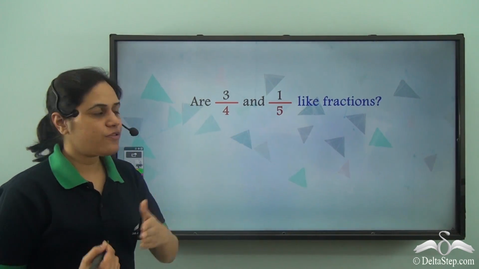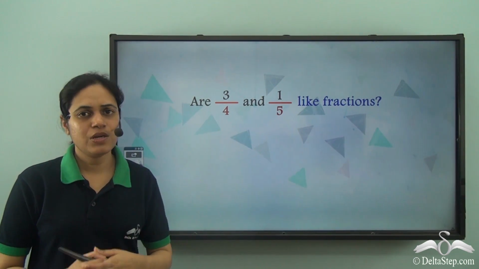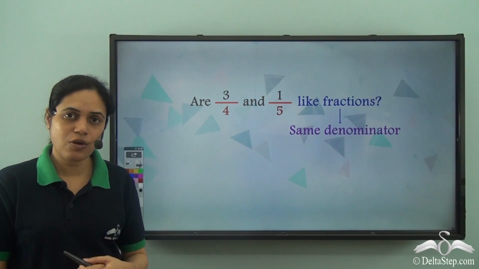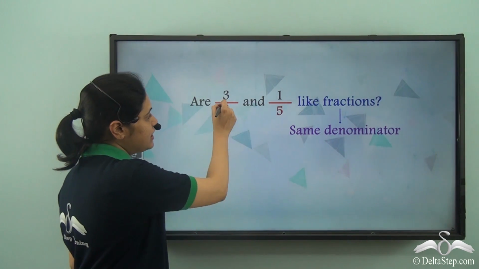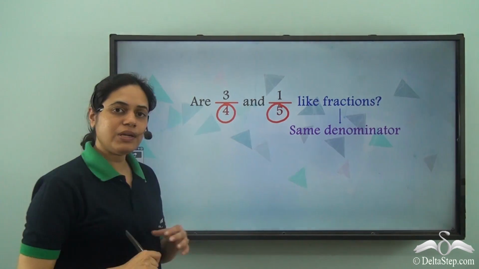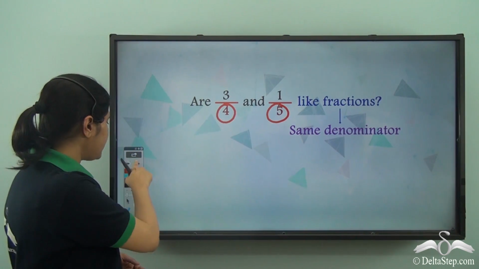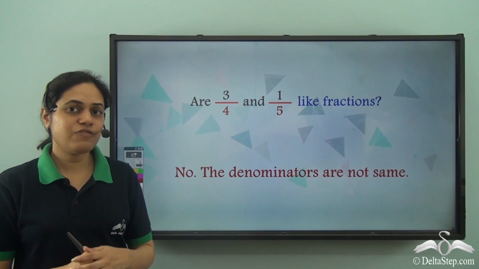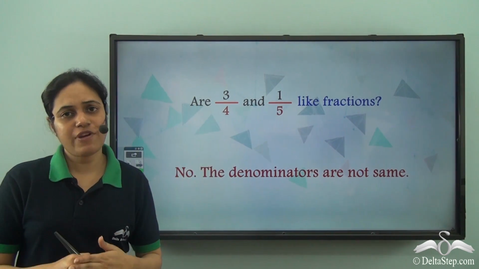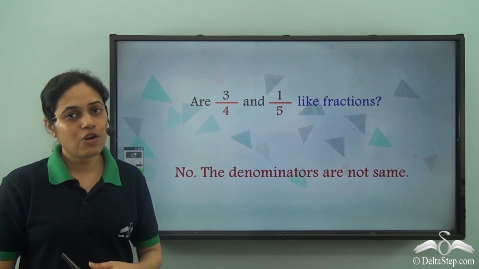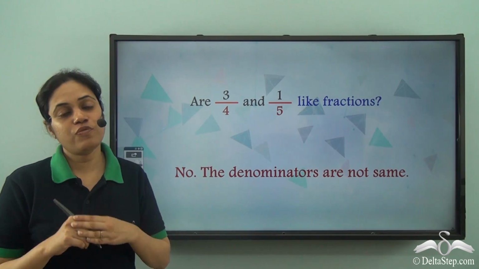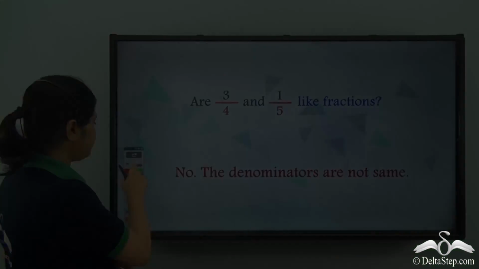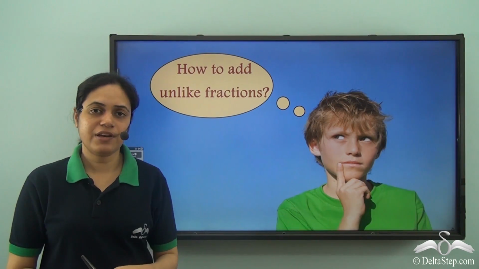So are 3 by 4 and 1 by 5 like fractions? What are like fractions? Like fractions are the fractions which have the same denominators. But as we can clearly see, these have different denominators, 4 and 5. So they are not like fractions because the denominators are not the same. And we know that we cannot add unlike fractions. So we need to find a way to add unlike fractions. So how can we add unlike fractions?